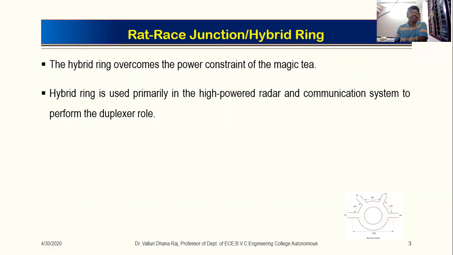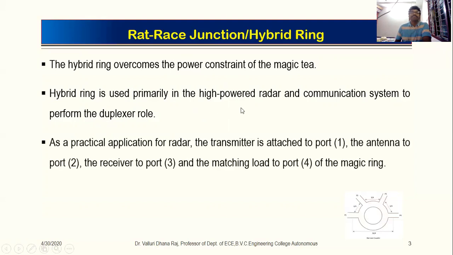Using gas discharge tubes, either transmit-receive or anti-transmit-receive tubes. A very similar kind of action we can see in this hybrid ring. How can we get a similar kind of action? You can see in a practical radar application, the transmitter is connected to port 1, the antenna is connected to port 2, the receiver is connected to port 3, and a matched load is at port 4.